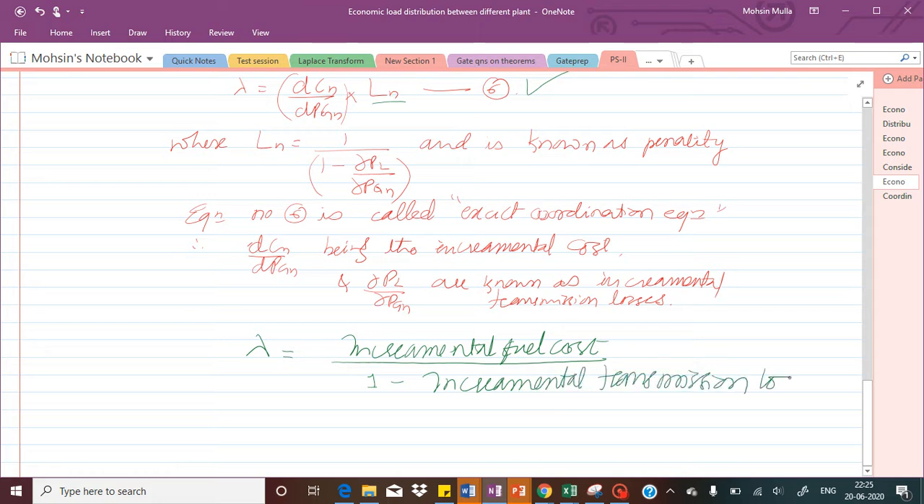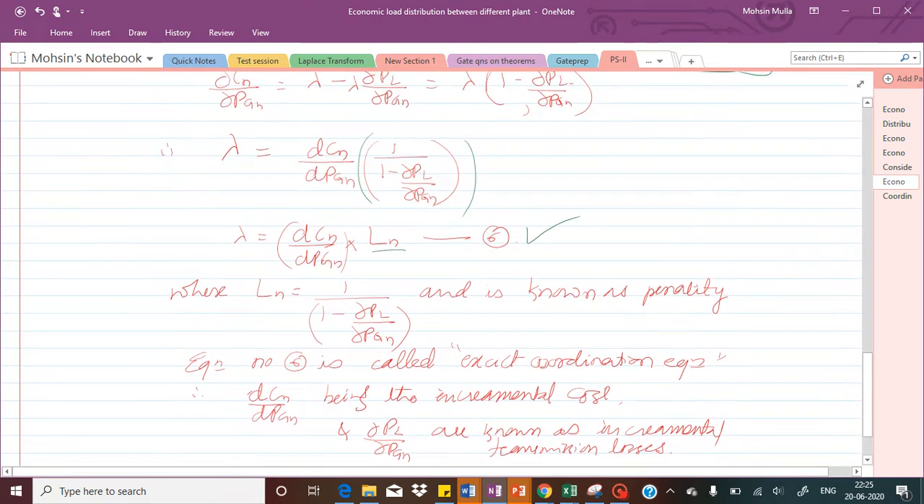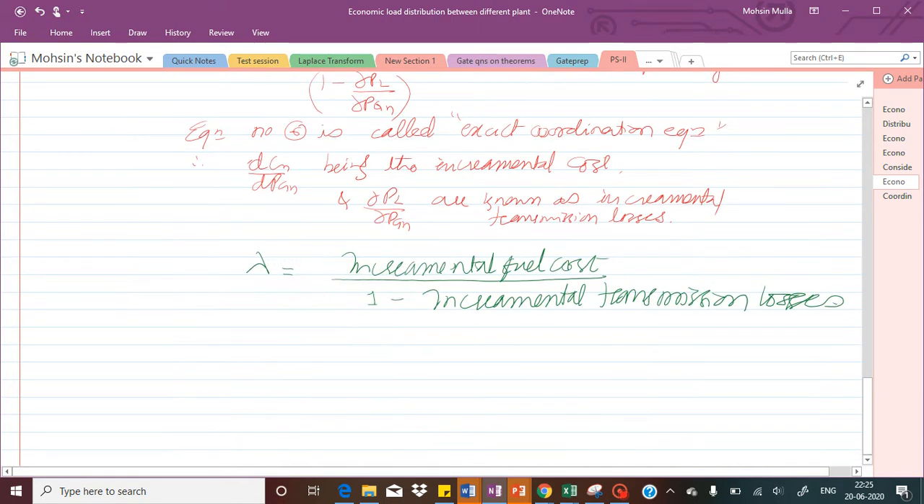You can refer to equation number 6 here, or just before that equation, where this represents the incremental value and this is the denominator. Just by writing the same terms in words, we can write lambda as incremental cost divided by 1 minus incremental transmission losses. This can be considered as equation number 7.